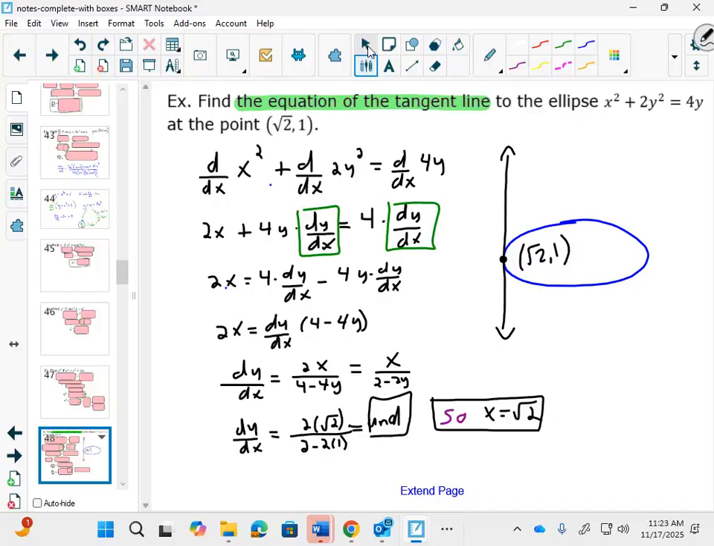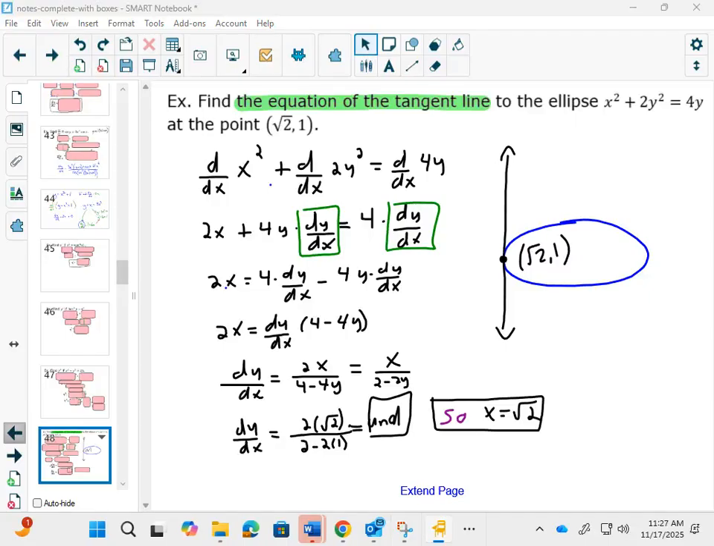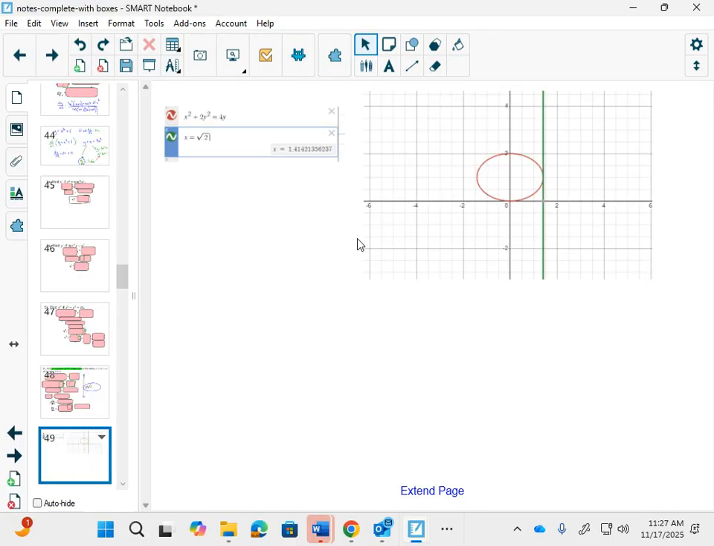But the next one, try that one. I'll put up the answer in a bit. How you did. Oh, it was on the other side. I drew a picture.